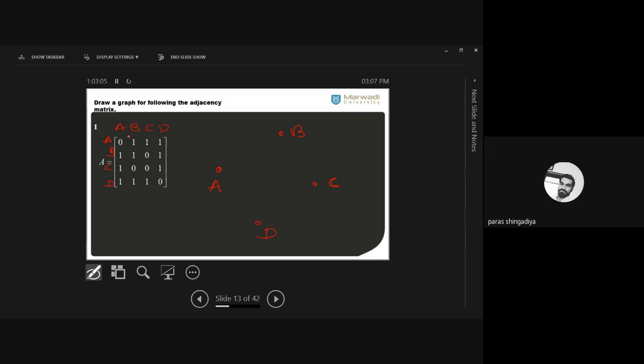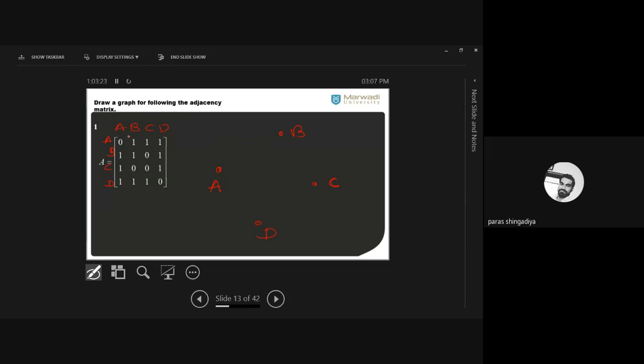Clear? I just replace the notation. If it is required, then replace that to remove the error. And now you have to start connecting it. As we know, the first row indicates the first vertex, the second row indicates the second vertex, the third row indicates the third vertex, and so on.